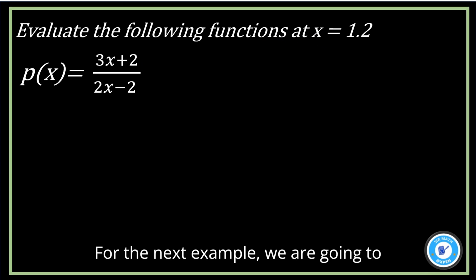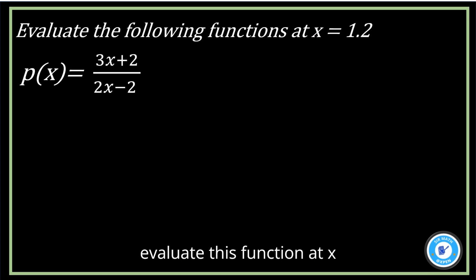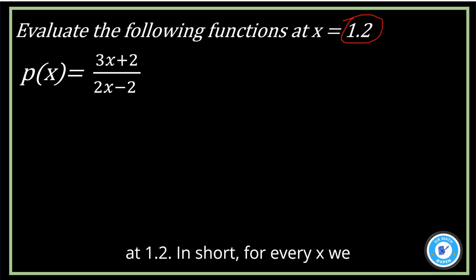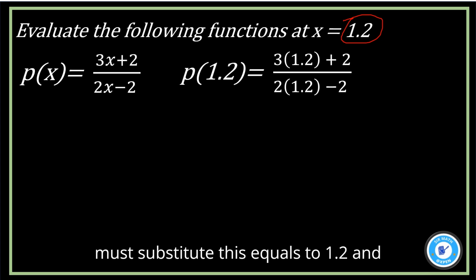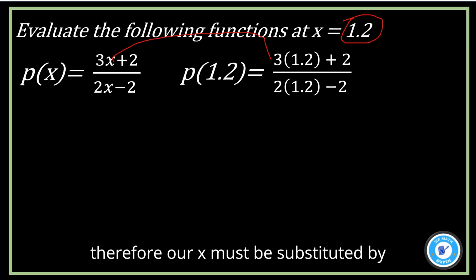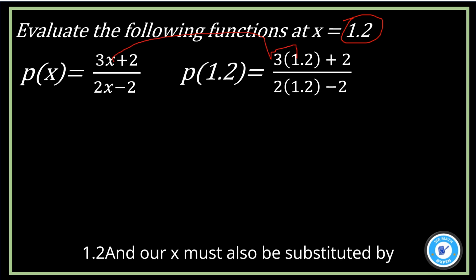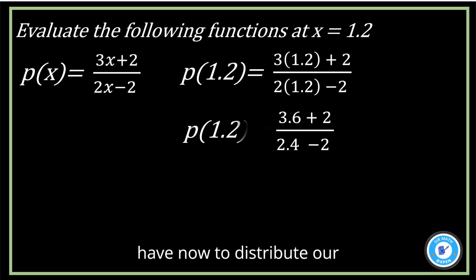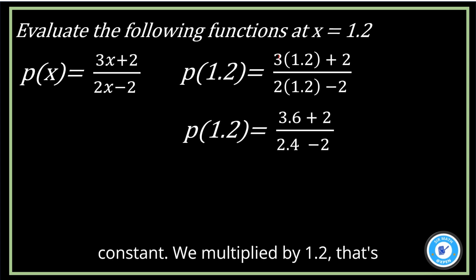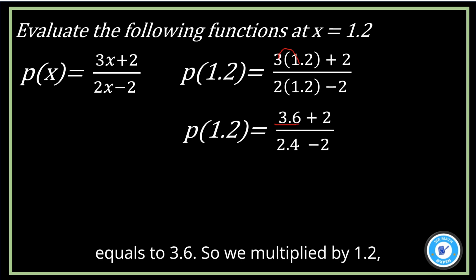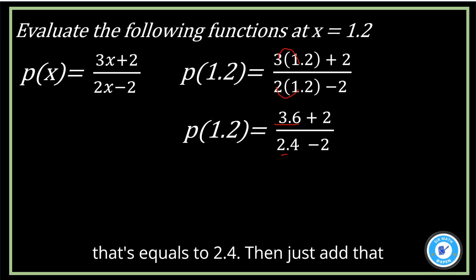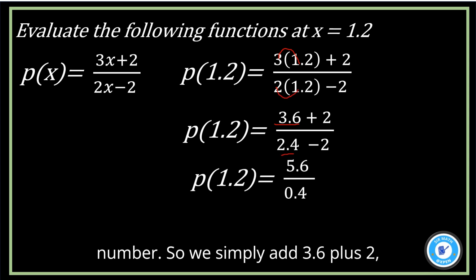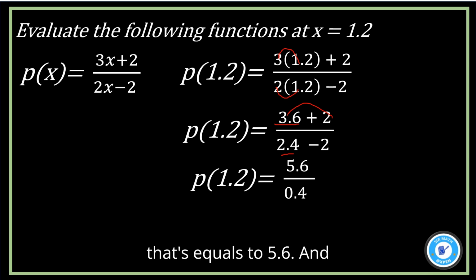For the next example, we are going to evaluate this function at x equals 1.2. In short, for every x, we must substitute 1.2, and therefore our x must be substituted by 1.2, and our other x must also be substituted by 1.2. Then right after that, we distribute our constant. We multiply by 1.2, that's equals to 3.6. So we multiply by 1.2, that's equals to 2.4. Then just add that number. So we simply add 3.6 plus 2, that's equals to 5.6.